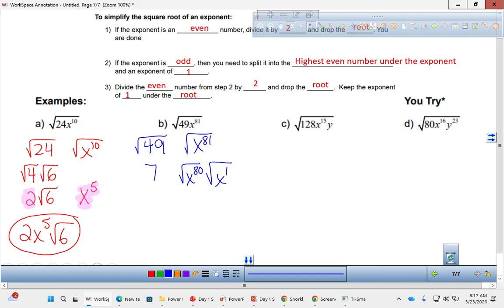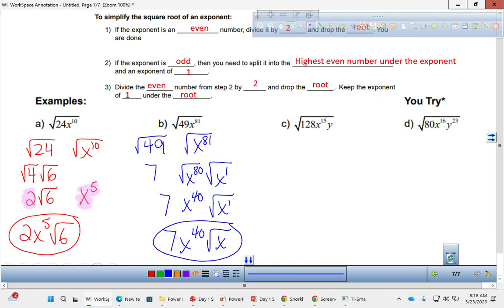Divide the even number by 2 and drop the root. Keep the exponent of 1 under the root. And then this 7 is just coming down. Now you can leave your answer like that, but you don't have to write the 1. The 1 is just a placeholder number. And so that would be my final answer here: 7x to the 40th root x.